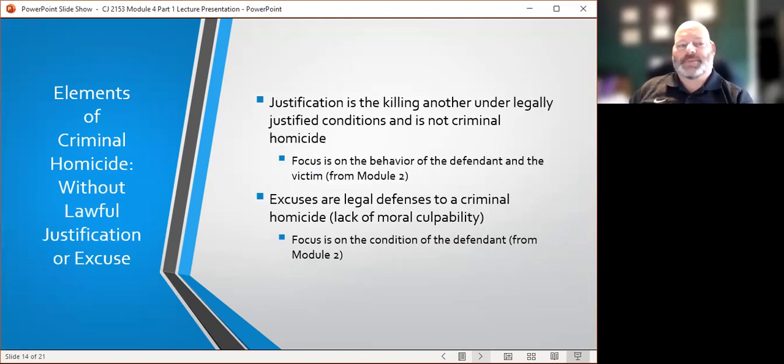Another element of criminal homicide is that it be without lawful justification or excuse. Justification is the killing of another under legally justified conditions, and then it's not criminal homicide. Remember, in Module 2, we focused on the behavior of the defendant and the victim. Excuses are legal defenses to a criminal homicide that show there was a lack of moral culpability. And again, this was presented to you in Module 2 as a focus on the condition of the defendant.